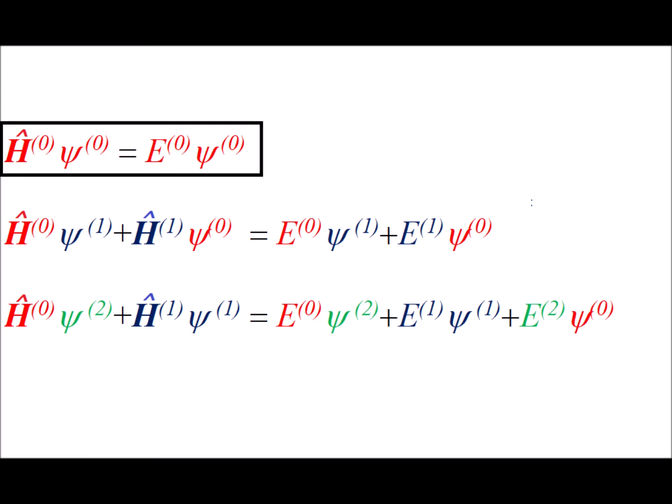When we collect the 0th power of lambda terms, we get the first line, which simply says that the unperturbed Hamiltonian acting on the unperturbed wave function gives us the unperturbed energy times the unperturbed wave function. Essentially, since the perturbation has not been turned on, nothing different happens in the first line.